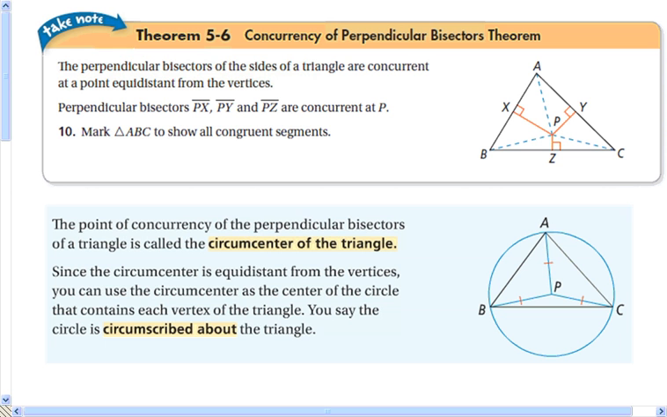All right, we're going to use this concurrency of perpendicular bisectors theorem. As you saw yesterday when we did the triangle folding experiment, we found that the perpendicular bisectors of the sides of the triangle are concurrent at a point equidistant from the vertices. So the perpendicular bisectors, if you look closely here, this point right here is equidistant from A, B, and C. So those three segments are congruent.